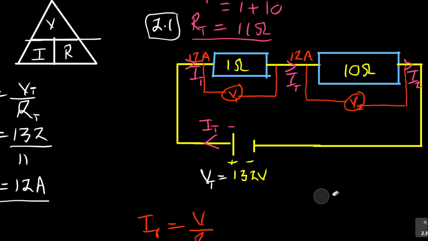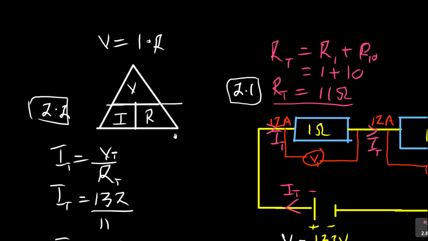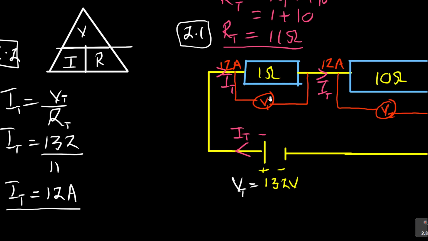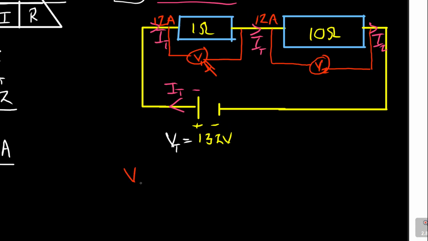Actually, that's the wrong one. I'm not supposed to find I. What am I doing? I'm looking for voltage. Sorry. There is the formula. V is IR. So I want V1 here. This is what I'm looking at. So how do I find V1? Because I have I, V1 is equal to I times R. I know the R, and I know the I, which is 12, times the R, which is 1. So I get V1. What is it? It's 12 volts.